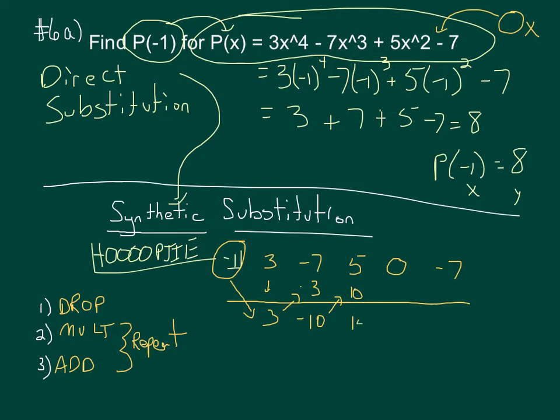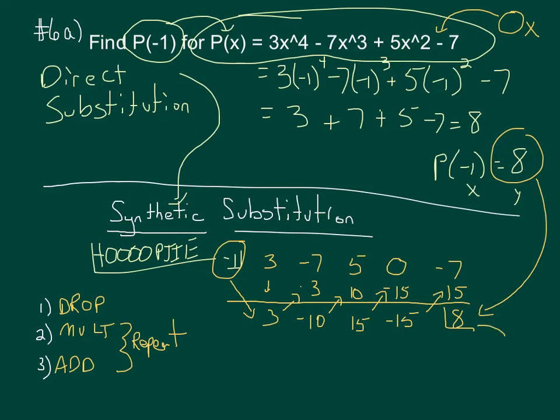5 and 10 make 15. Then negative 1 and 15 multiply again, that's negative 15. 0 and negative 15 make negative 15. And then multiply by the hoopty one last time, negative 1 and negative 15 is positive 15. And add, and looky there, we get 8. That's the same thing we got when we did direct substitution.